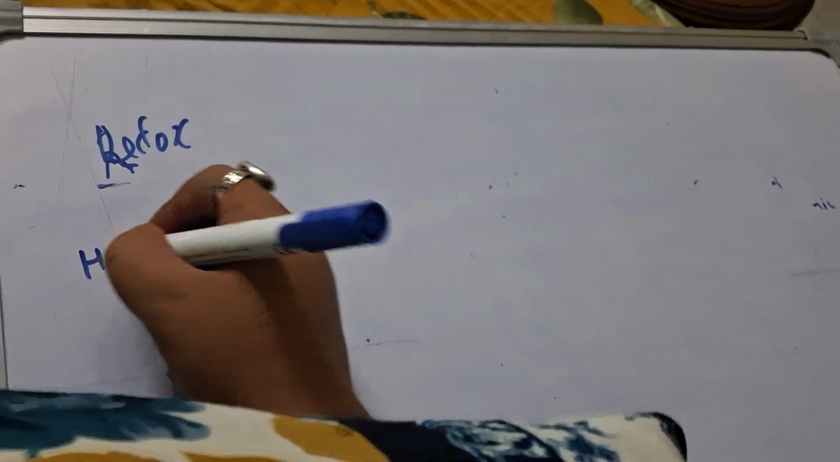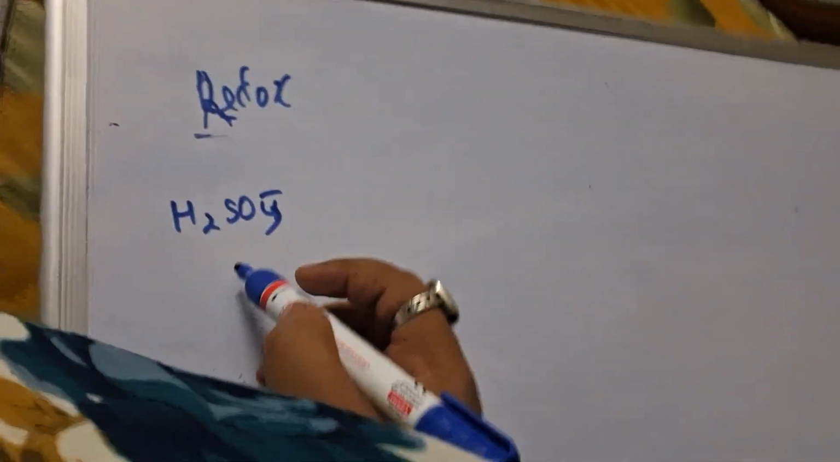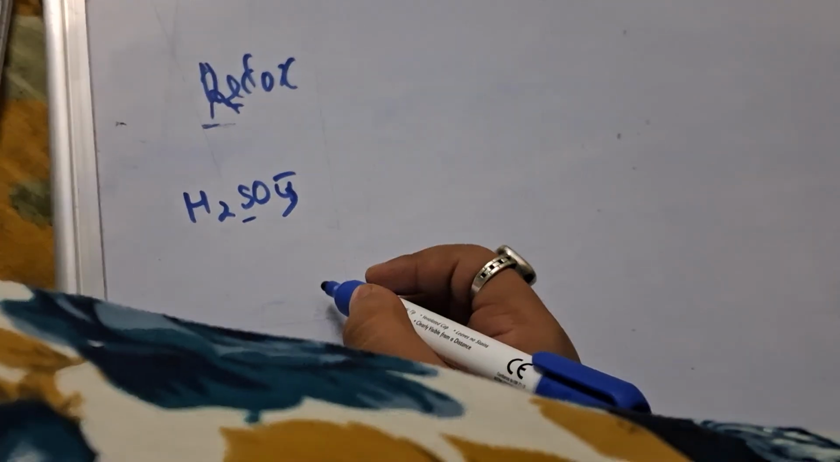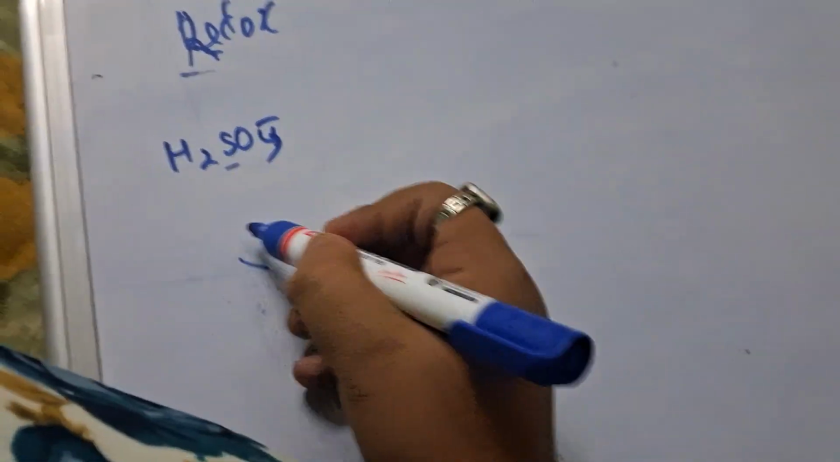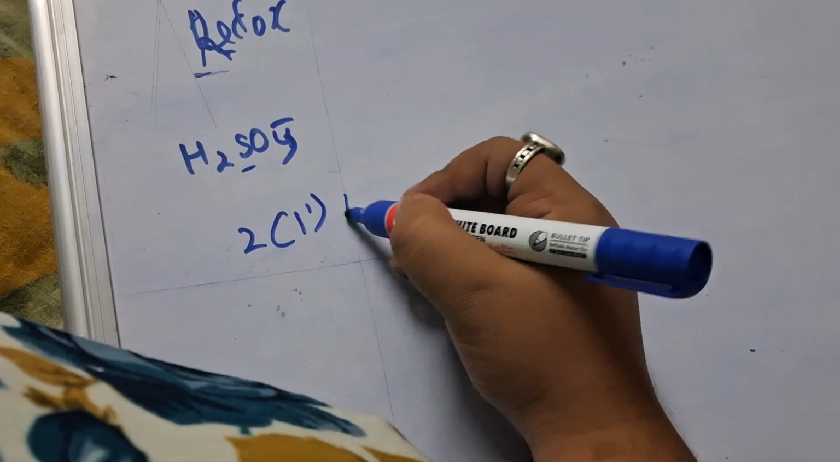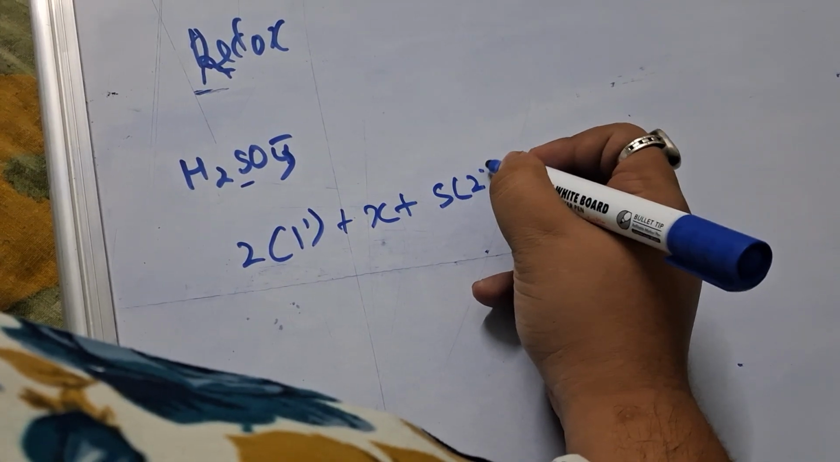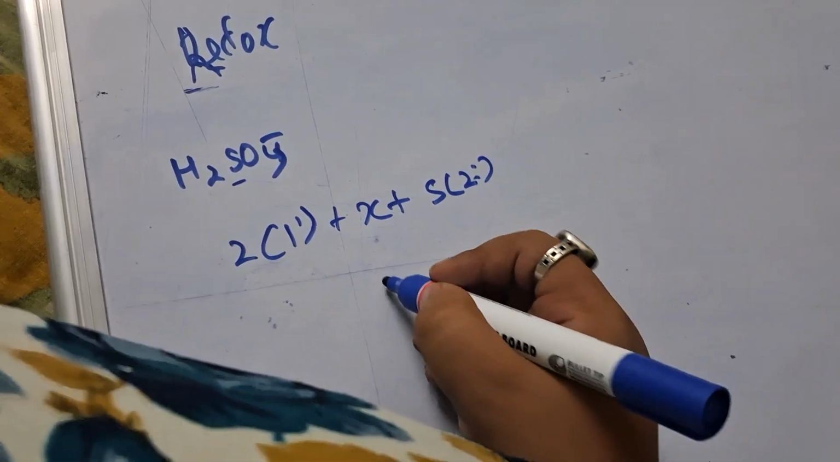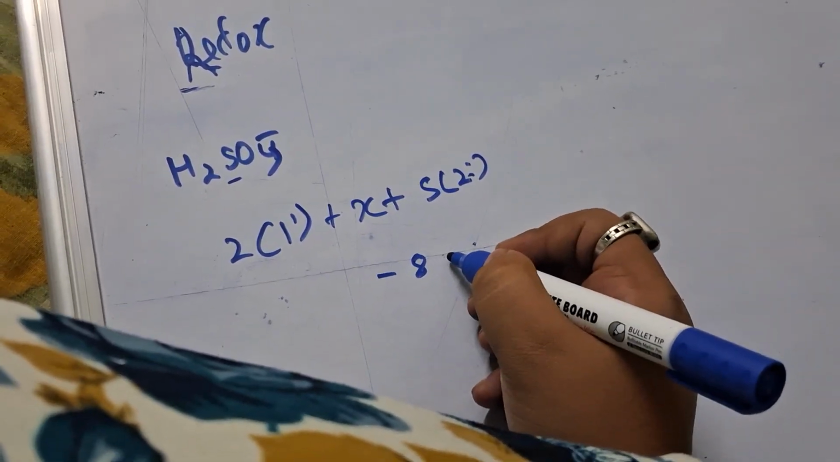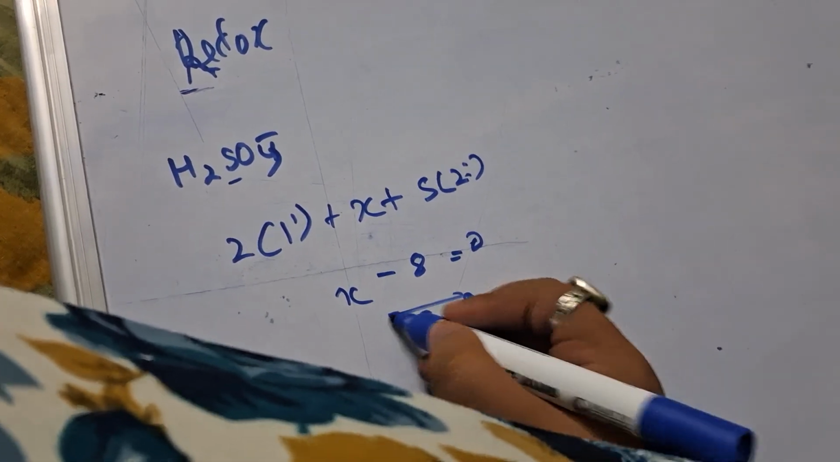So, H2SO5. Let's find the oxidation number for S in this. So, we'll use the formula 2 into 1 plus x plus 5 into minus 2. This will be minus 8, so x minus 8 equals 0 and x equals 8. Cool.